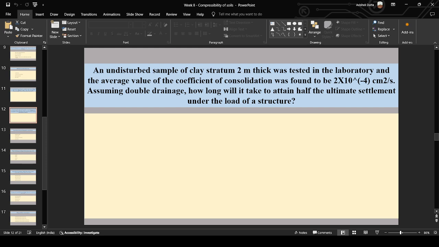I'll repeat the question. An undisturbed sample of clay stratum 2 meter thick was tested in the laboratory and the average value of the coefficient of consolidation was found to be 2 into 10 to the power minus 4 centimeters square per second. Assuming double drainage, how long will it take to attain half the ultimate settlement under the load of a structure?